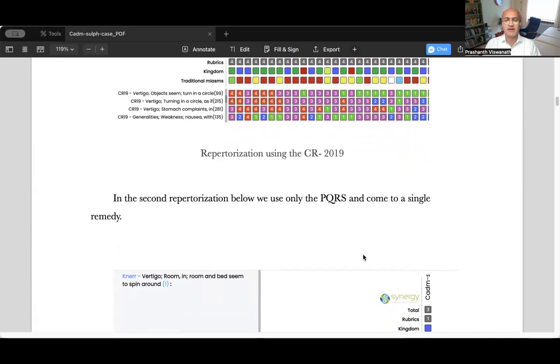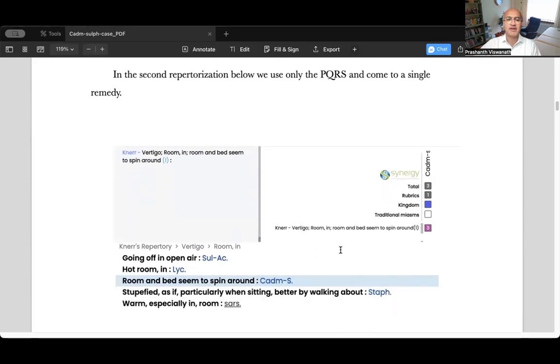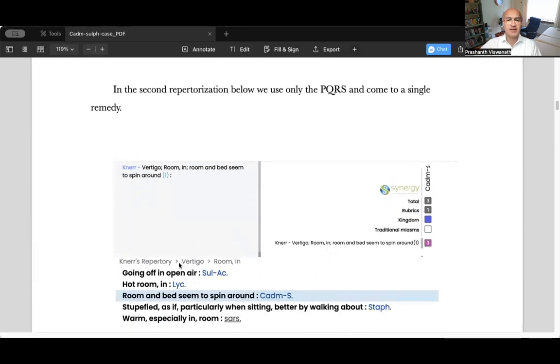And I have taken this symptom and put it into Kent's repertory, converting it into a rubric. Only one single remedy comes out of it. It is cadmium sulfide. The rubric is, vertigo in room and bed seem to spin around. Now, cadmium sulfide is a very prominent remedy for gastric derangements of the most severe kind. In this case, she did not have gastric derangement of the very severe variety, but her vertigo was very, very, very severe. Okay.